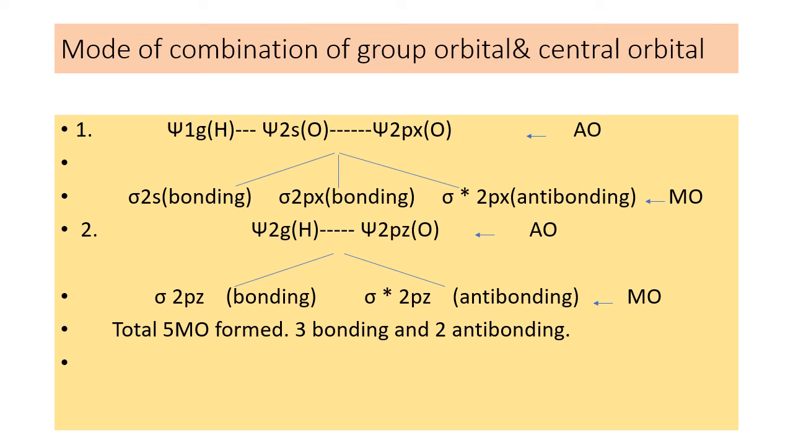Look at the second SALC combination, that is, the psi2 group orbital. It combines with 2pz, which is a regular combination. Two atomic orbitals are combining here, leading to the formation of two molecular orbitals. One is bonding and one is anti-bonding, labeled as sigma 2pz and sigma star 2pz. Okay, so with this combination pattern, we are getting 5 molecular orbitals, out of which 3 are bonding.